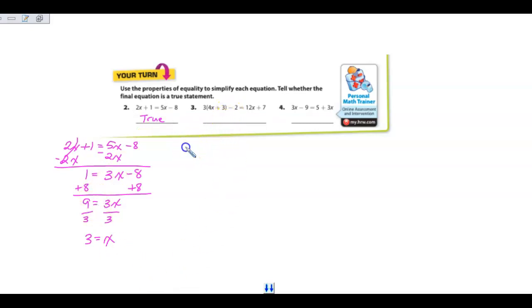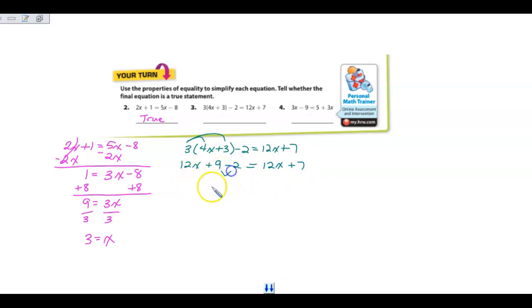The next one is 3 times the sum of 4x and 3, minus 2, equals 12x plus 7. I see the parentheses, so the first thing I want to do is to distribute the 3. So 3 times 4x is 12x. 3 times 3 is 9. Bring down my minus 2 and bring down my 12x plus 7.